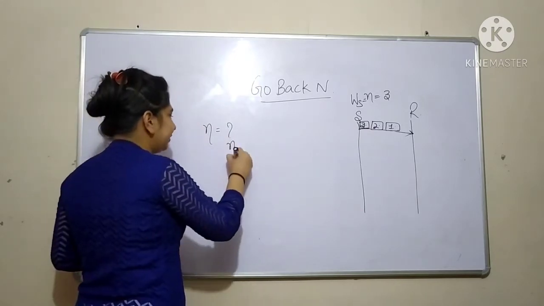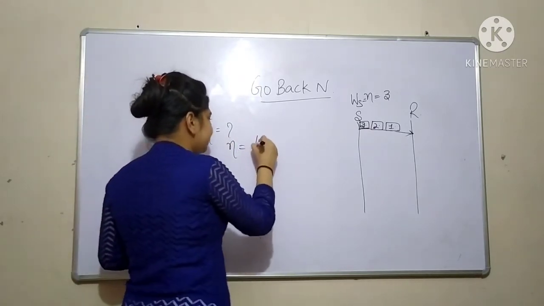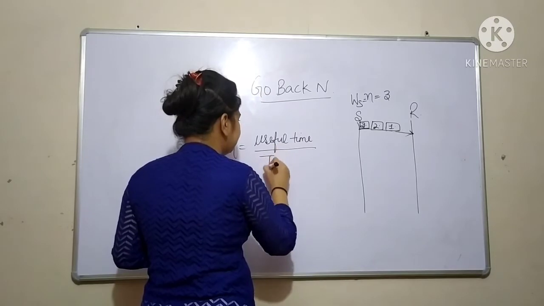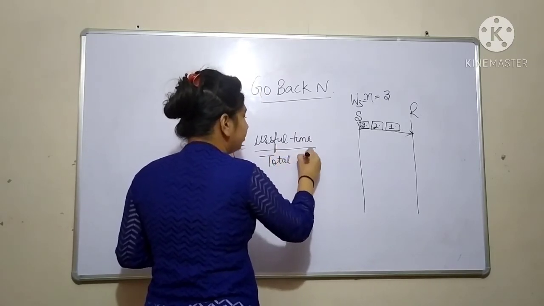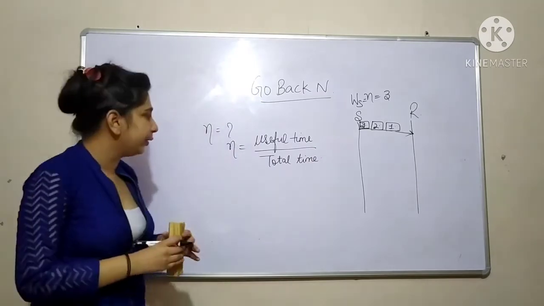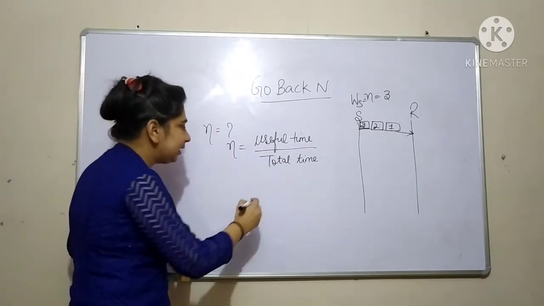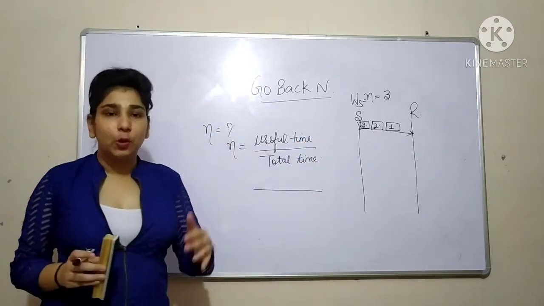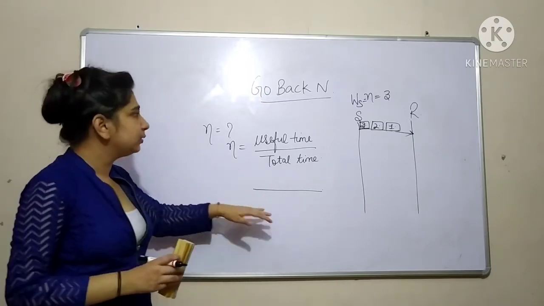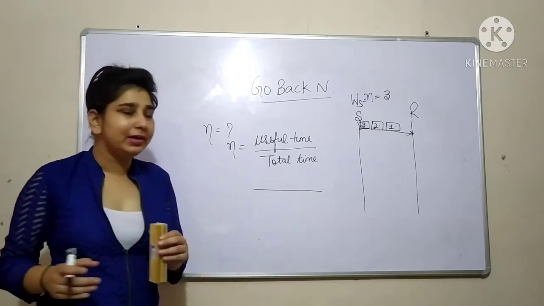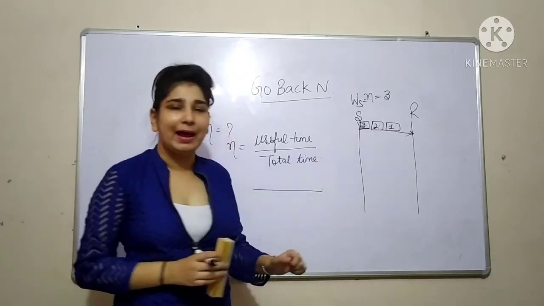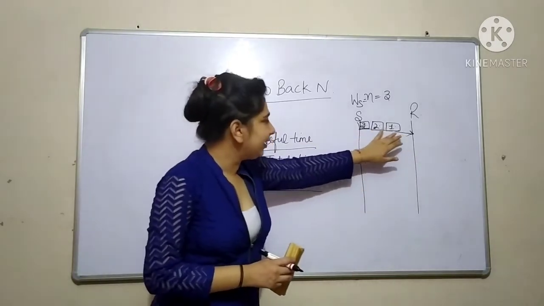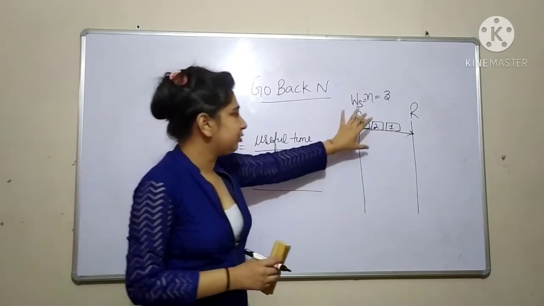So how can we find the efficiency? The efficiency is basically useful time divided by total time. Out of the total time, how much time are you going to utilize? The total time in this case is similar to stop and wait. So what is the total time? If you are transmitting one packet, the time it takes to propagate to the receiver and the acknowledgement coming back to the sender. This is actually the total time.